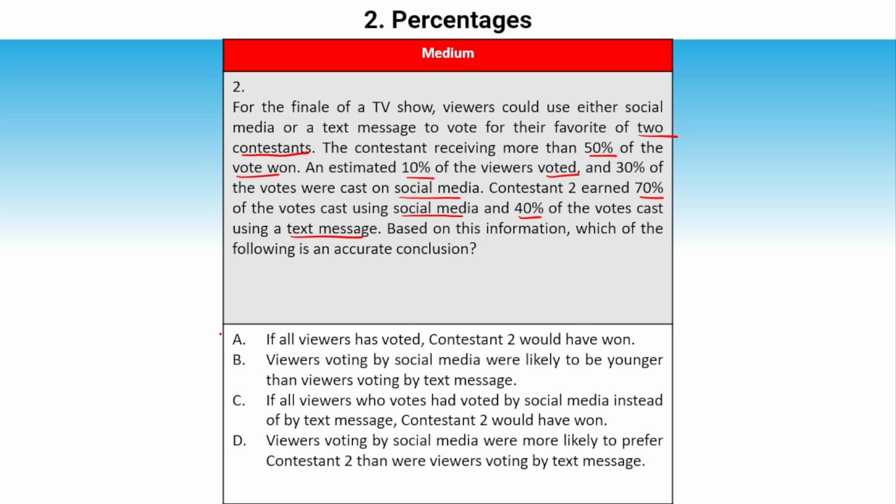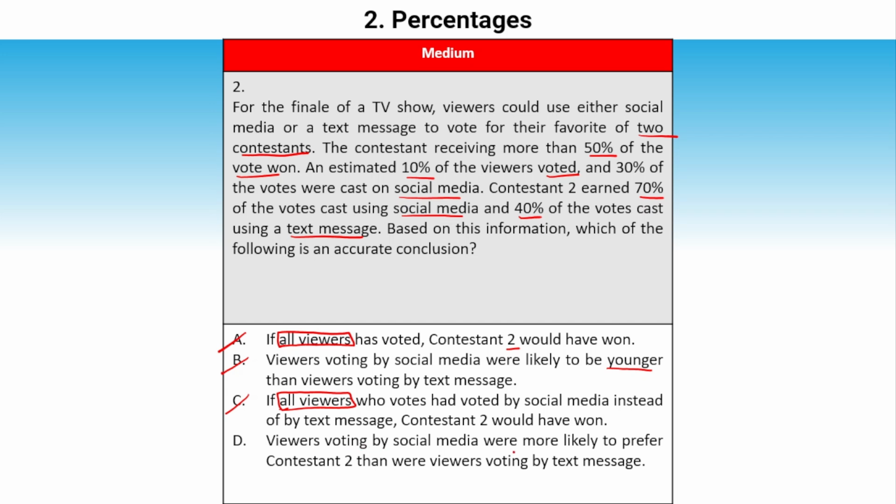Based on this information, which of the following is an accurate conclusion? Option A: if all viewers had voted, contestant 2 would have won. Of all viewers, so most of the time just check this: all viewers, we don't know exactly how many viewers. We don't know the total number, so this cannot be the answer. Viewers voting by social media were likely to be younger. What? The question is not saying anything about age. If all viewers, again all viewers, so this must not be. We don't know how many viewers there are. Okay, number D must be the answer.